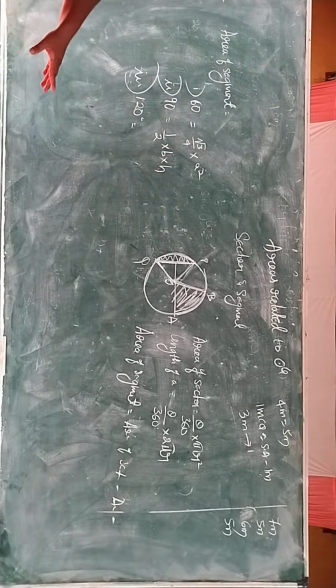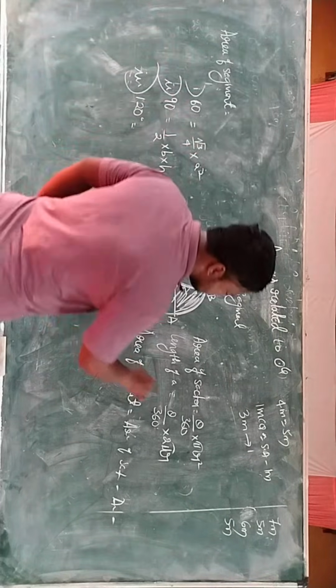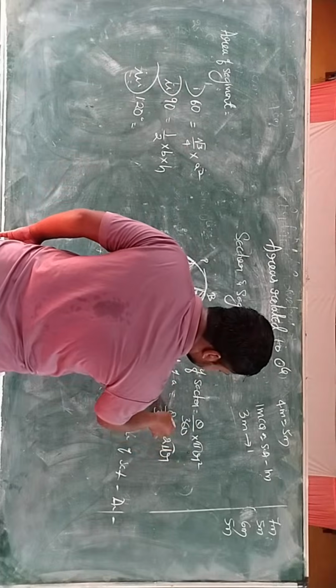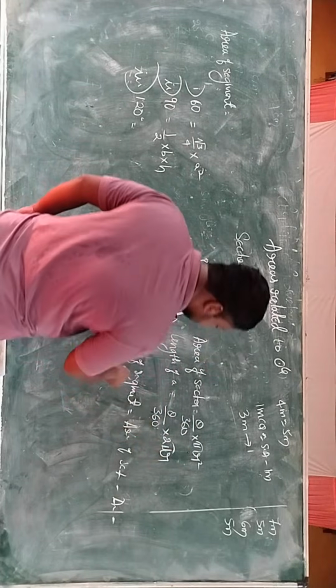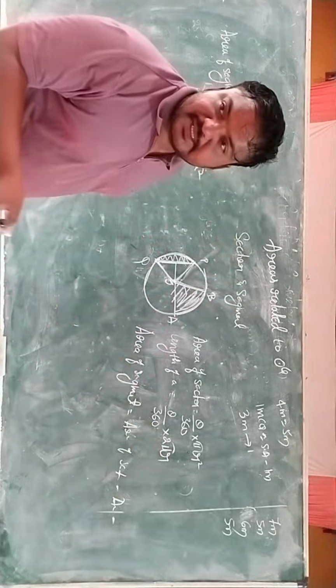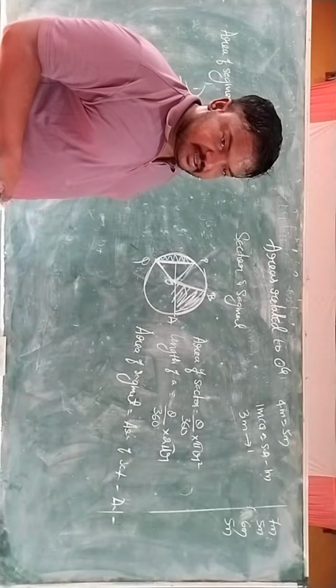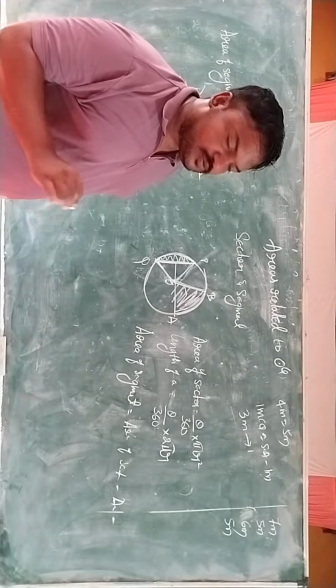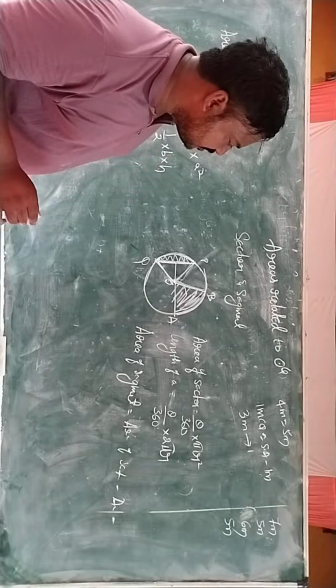See, one question is based on the formulas: theta upon 360 into pi r square, or theta upon 360 into 2 pi r, or area of segment is equal to area of sector minus area of triangle. So one question based on this, and one more numerical type 3 mark question.